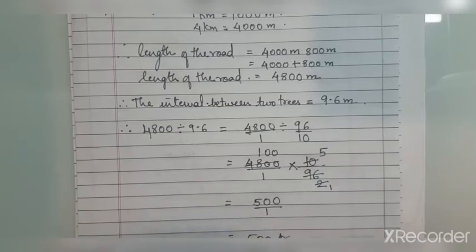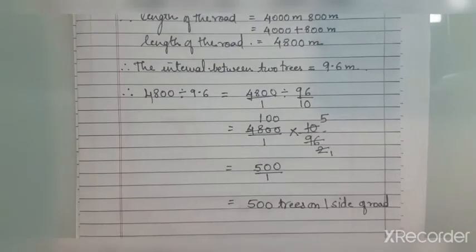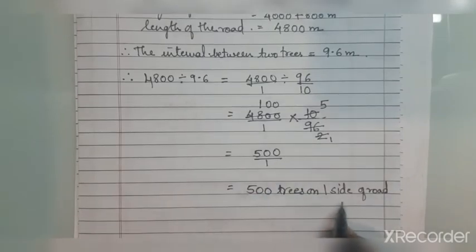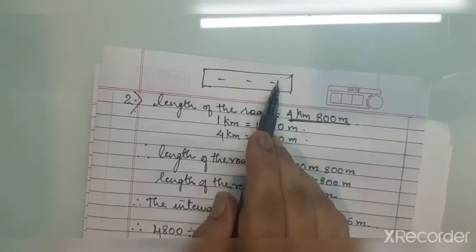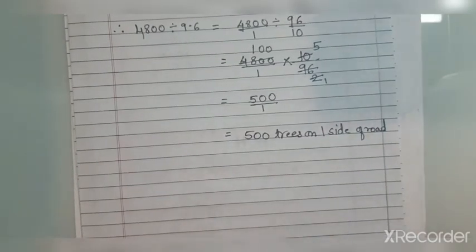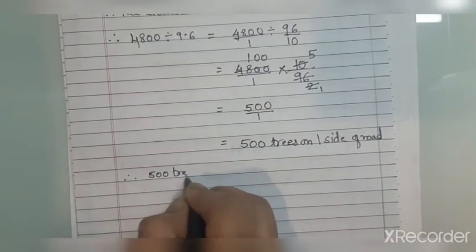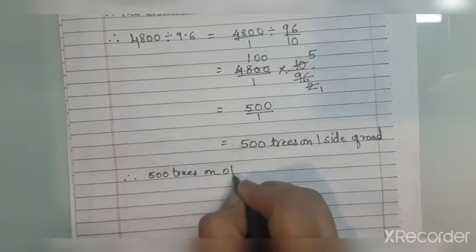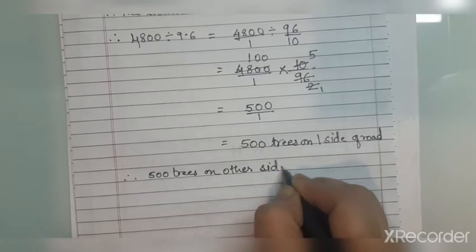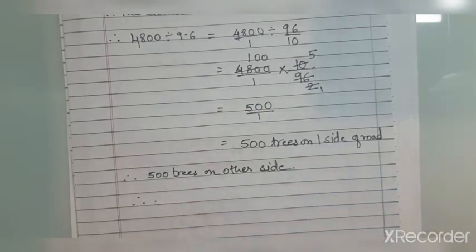Now 500 trees will be planted on one side of the road. One side of the road. Clear? 500 trees will be planted on one side of the road. But we have to find for both the sides. So if on one side there are 500 trees, then on the other side also 500 trees will be planted. Therefore 500 trees on the other side also. Therefore total 500 plus 500 is 1000.